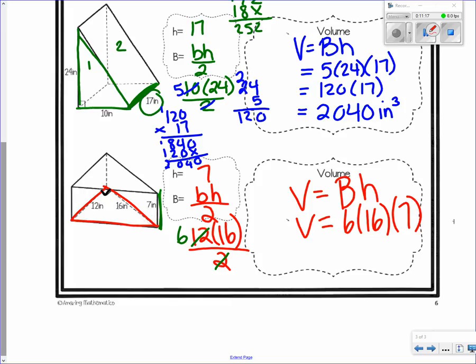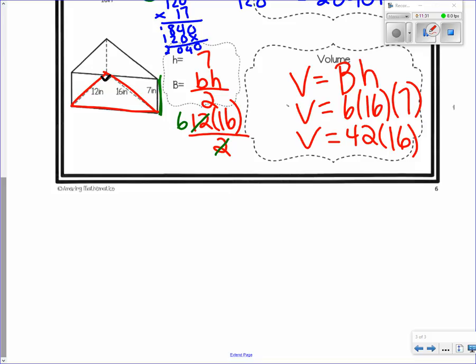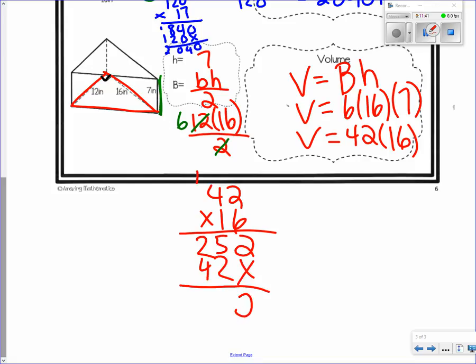Okay, so when you're multiplying, you can do it in any order you want. So I could do 6 times 7 in my head, so I have 42 times 16 left. So I'm going to come down here and do that. So I have 672 cubic inches.